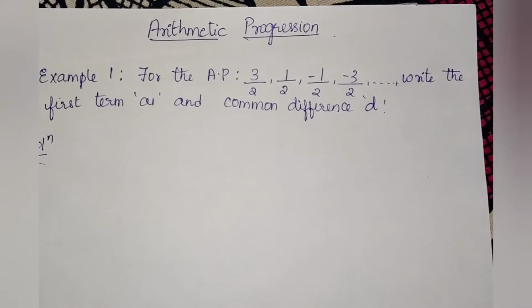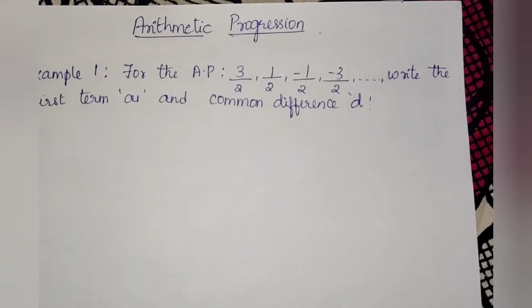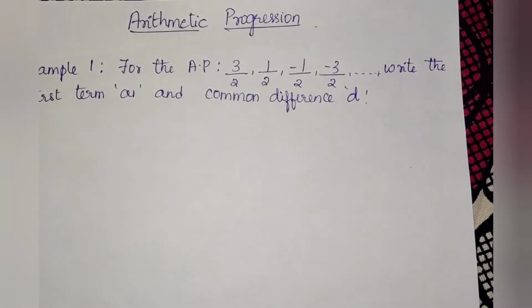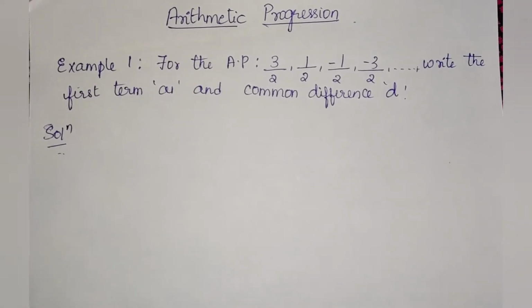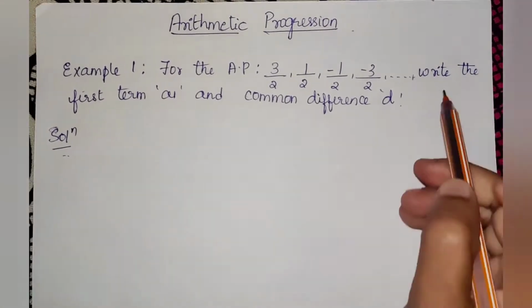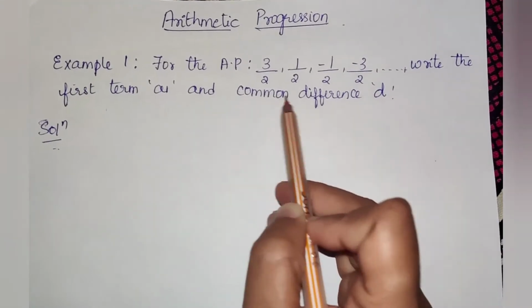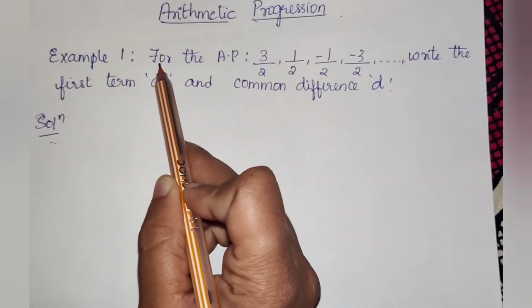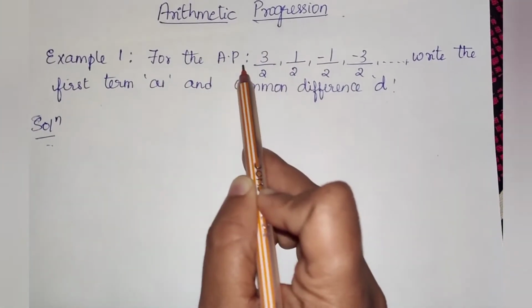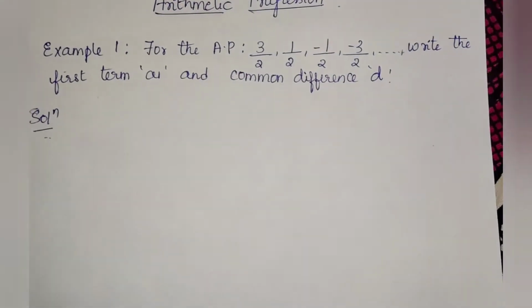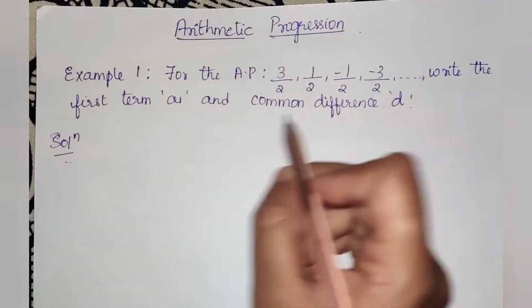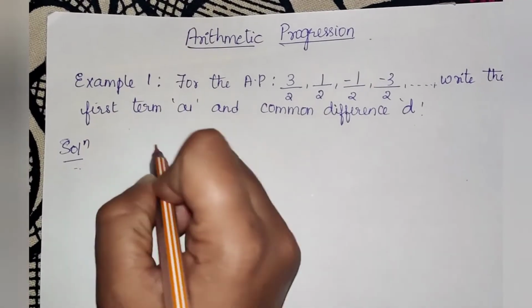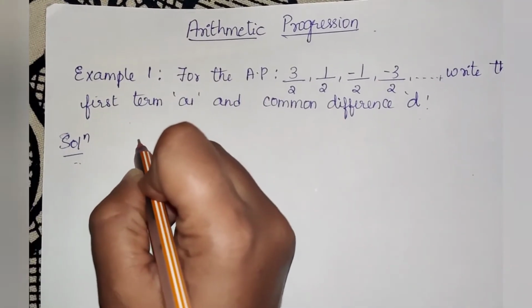So now let us see example number 1. They have given for the AP 3 by 2, 1 by 2, minus 1 by 2, minus 3 by 2. Write the first term A and common difference D. So here they have already given the AP, so they know the equation, that is AP. So we have to write the first term. So let me copy the equation again.